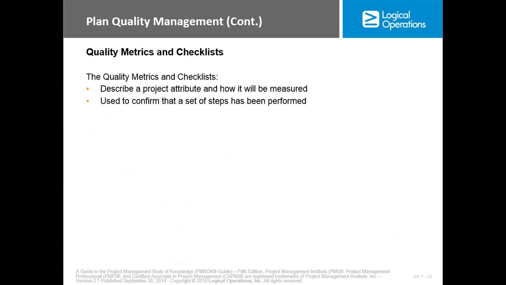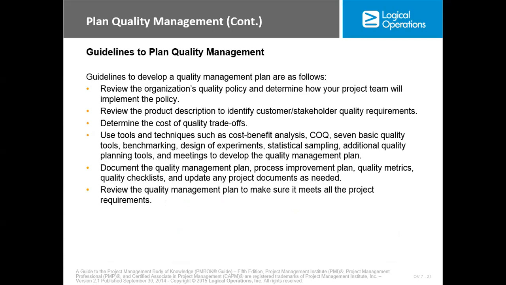Now quality metrics and checklists. Quality metrics and checklists describe the project attribute and how it will be measured, used to confirm that a set of steps has been performed. Guidelines to develop the plan quality management: you review the organization's quality policies and determine how your project team will implement the policies. Review the product description to identify customer, stakeholders, quality requirements.